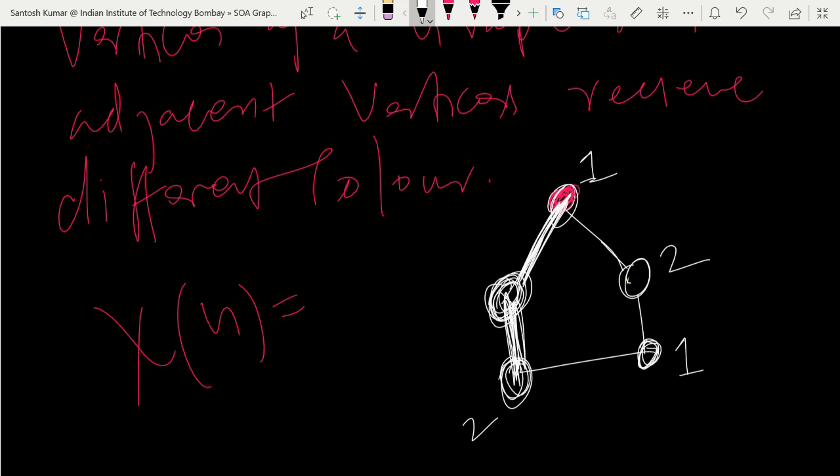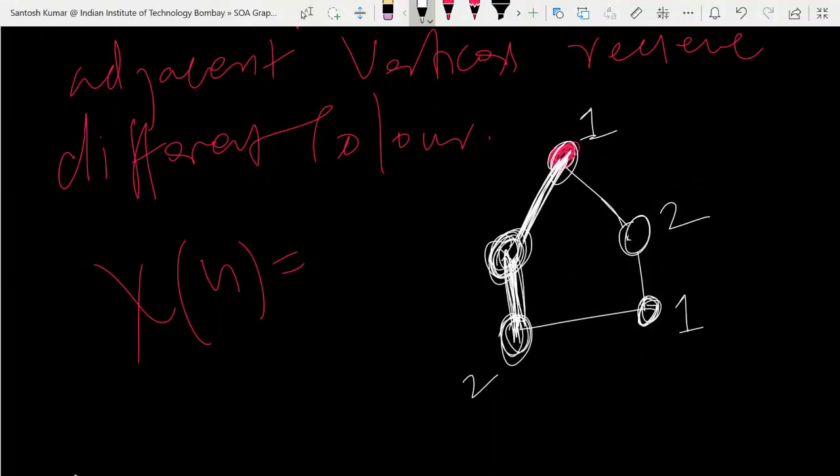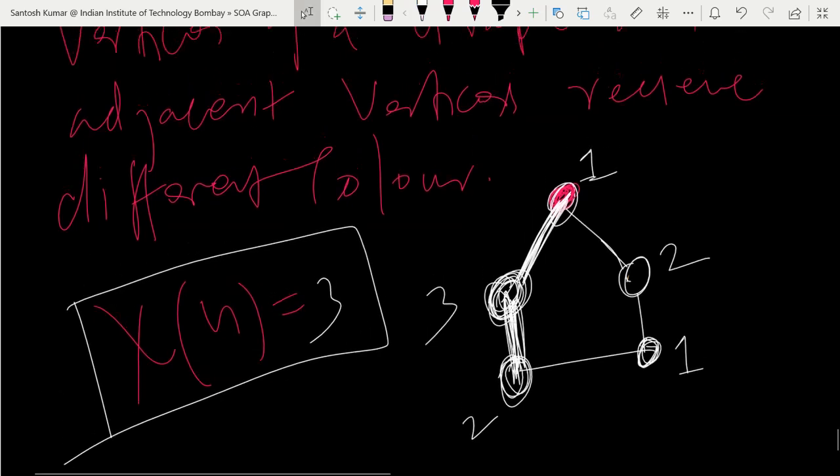So the condition is every adjacent vertices will receive different color, right? So you have to take the third color here. So minimum colors required is three. Fine. Okay. What about C6?